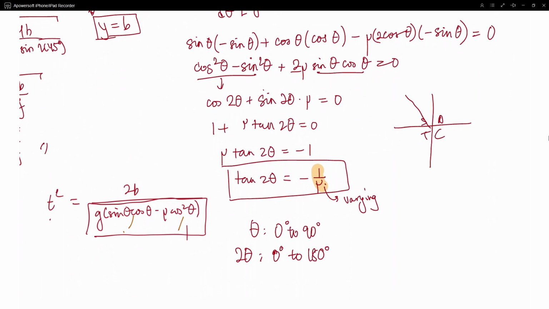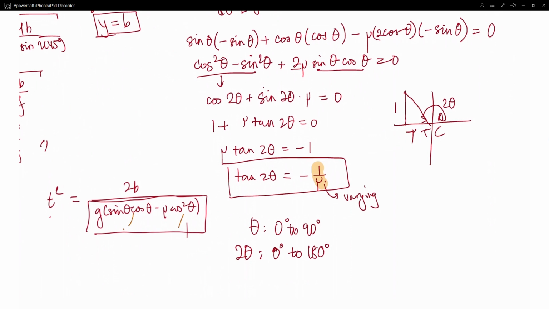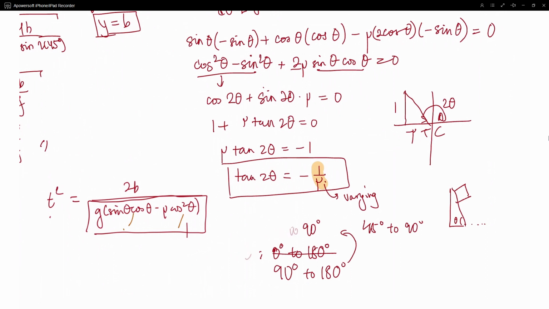And the very interesting thing about this is that, for example, this is going to be 2 theta, and the tangent is just opposite over adjacent. The interesting thing is that it reveals to us that 2 theta is actually in the second quadrant, which is 90 to 180 degrees, meaning that theta has to be 45 degrees to 90 degrees. So when there is some sort of frictional force, my angle that I need, instead of theta equals 45, will actually increase. It'll increase to look something like this. So it doesn't decrease, but it increases.